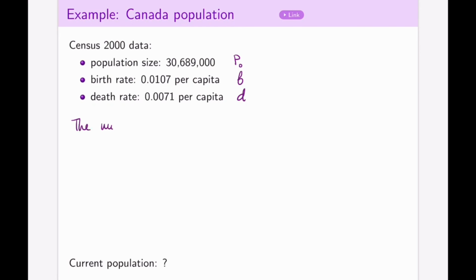So altogether, from the model that we've just derived, we have that P prime is equal to B minus D times P. And now I can plug in real numbers for B and D into my function and see what happens. So P prime is equal to B minus D; I'm going to do the arithmetic on the side here, and I'm going to get 0.0036P. There are a couple of things to notice right away. For example, the fact that this number is positive, which means that the rate of change is positive. So that means the population is in fact growing.